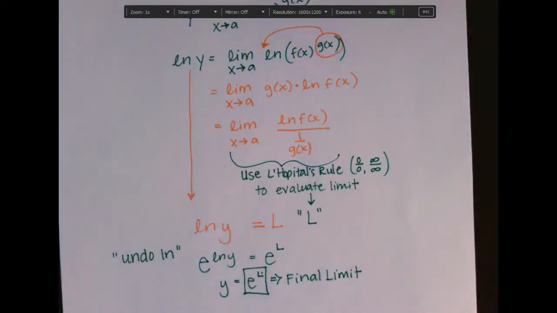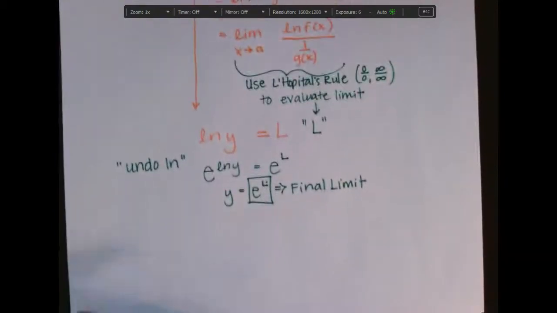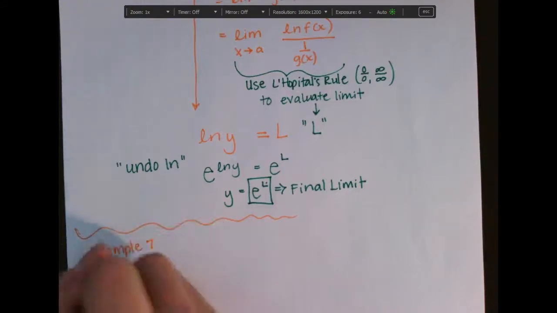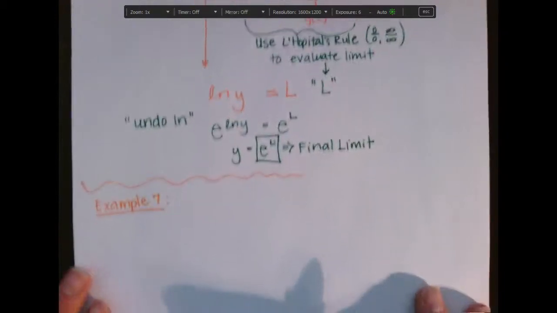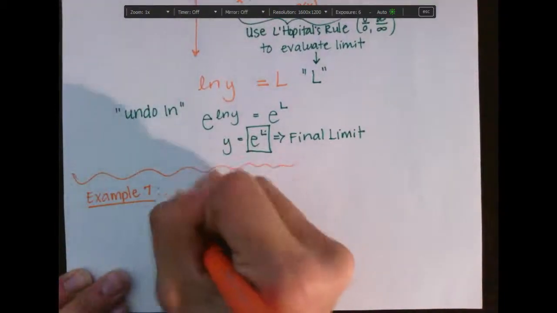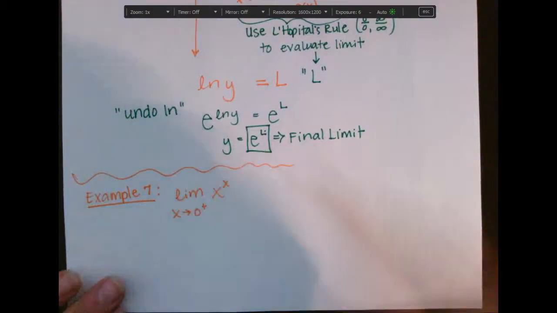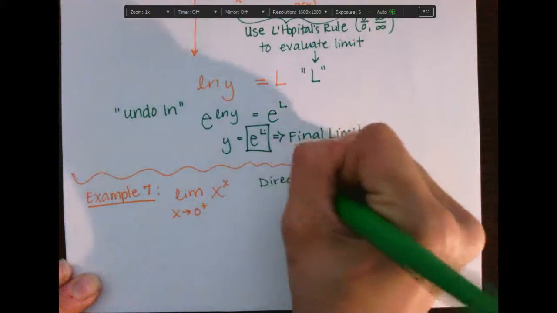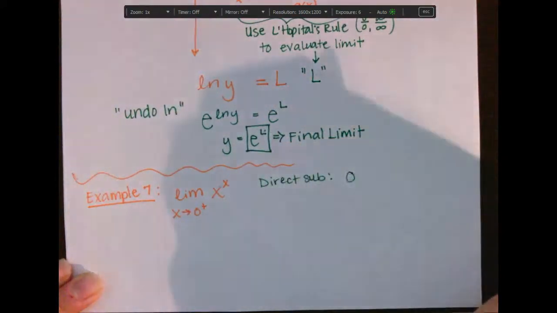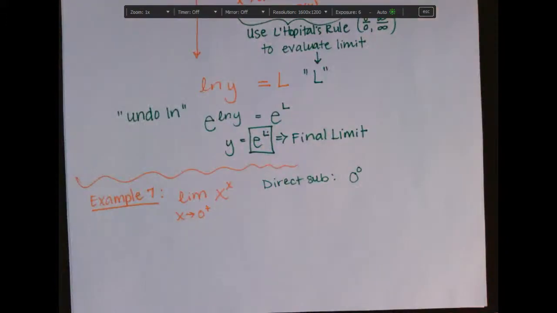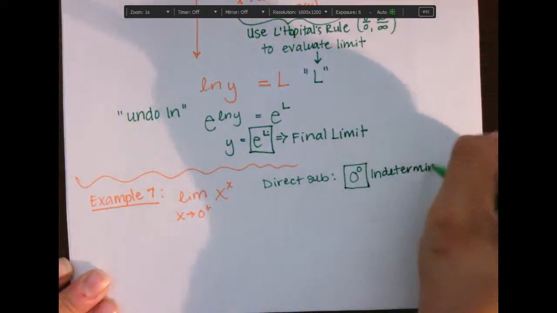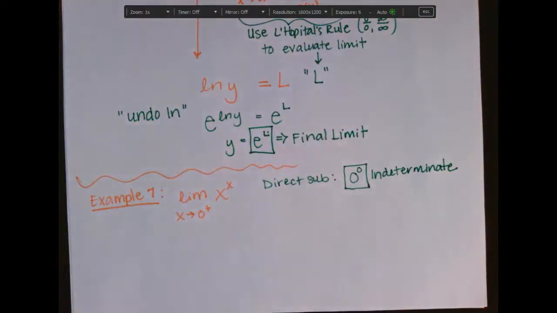So let me go through an example. These are definitely pretty long problems. Alright, so here I've got the limit as x approaches 0 from the right of x to the x power. Let's use direct substitution and see what that gives us. Plug 0 in for x, you get 0. Plug 0 in for the power of x, you get 0. So this is an indeterminate form, 0 to the 0 power, so I can't calculate it. I've got to figure out how to use L'Hopital's rule.